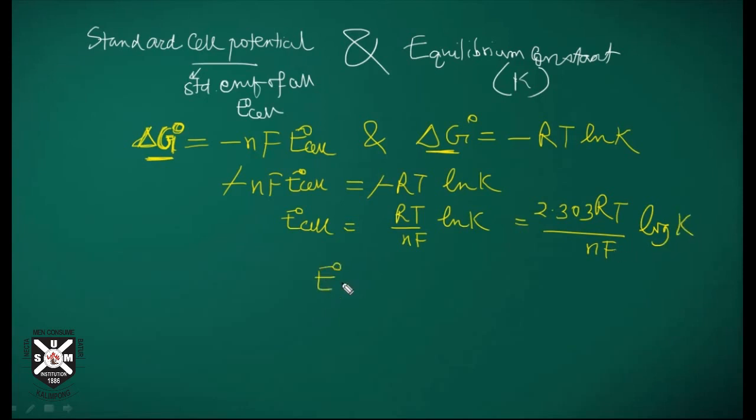So E naught cell equals, you know, the value of 2.303, all this taken together will become 0.0592 divided by n log K.